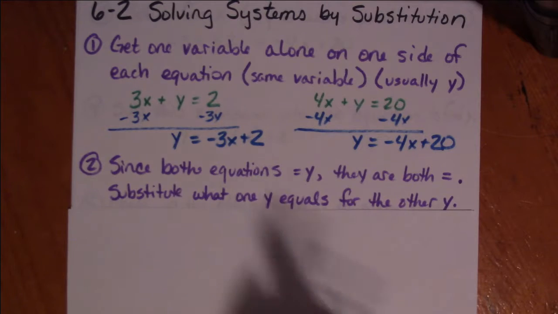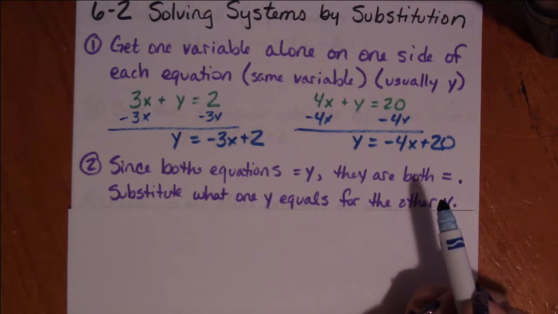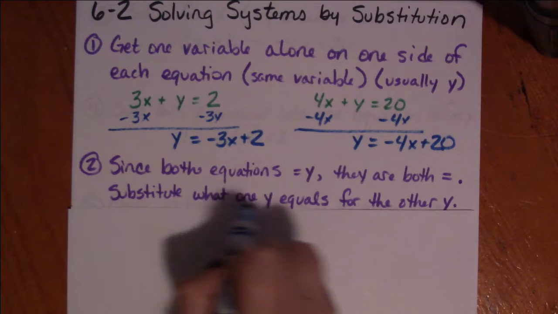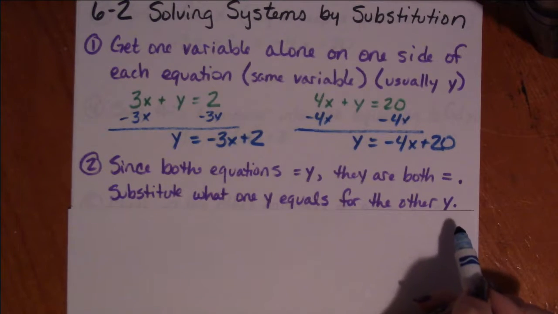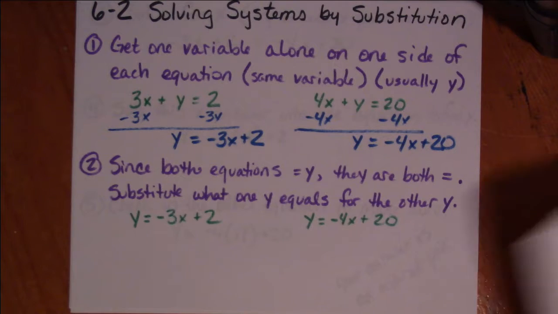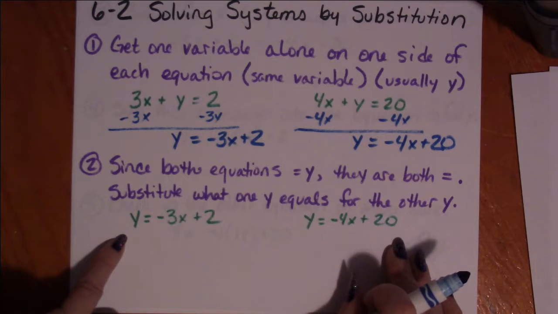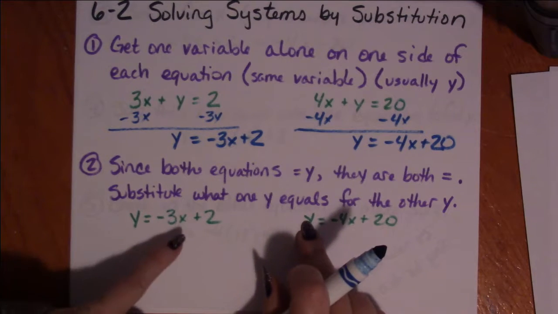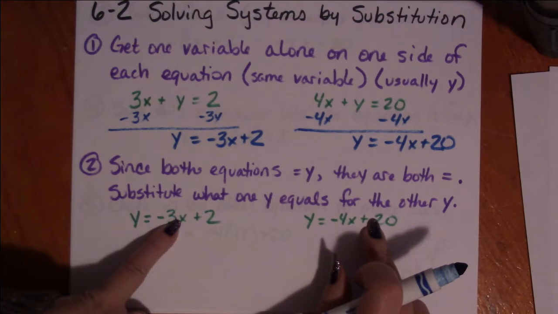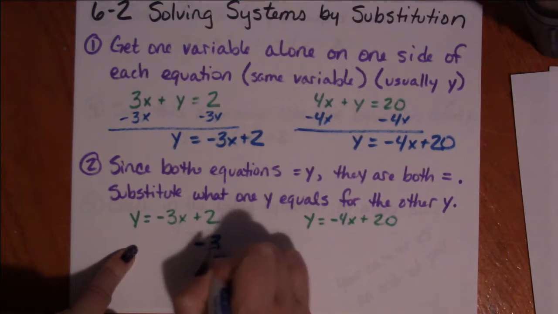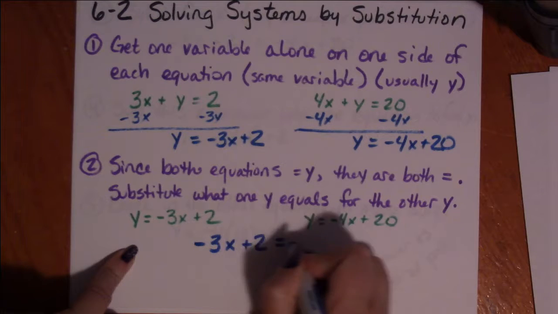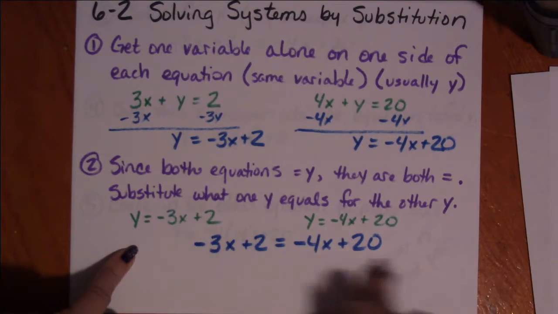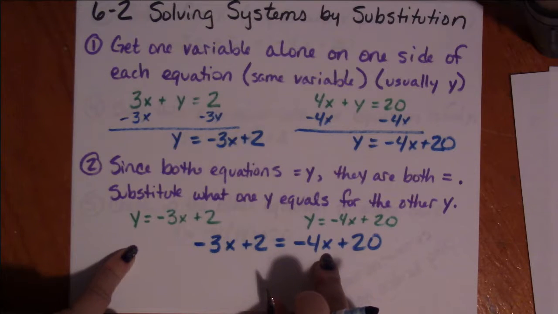Step 2, since both equations equal y, they are both equal. So we're going to substitute what one y equals for the other y. So we've got these two equations, and if this equals y and this equals y, then this equals this. So we're going to say negative 3x plus 2 equals negative 4x plus 20. And now we have one equation with one variable that we can actually solve for.